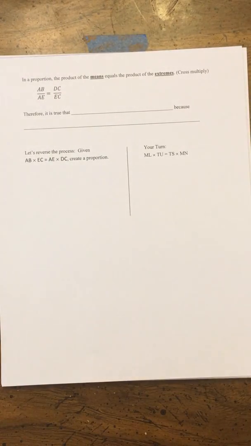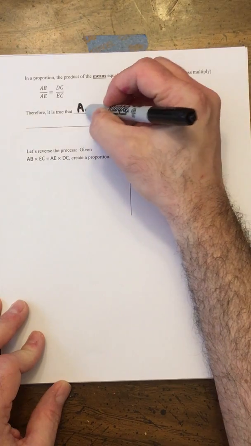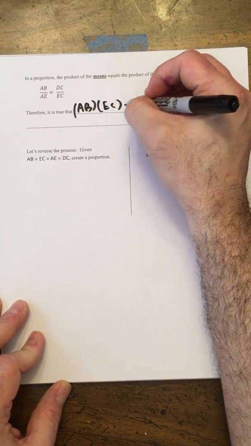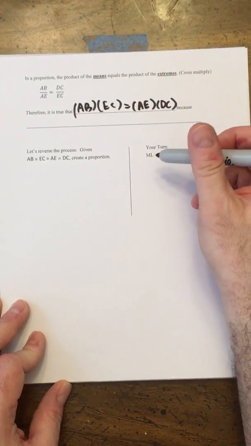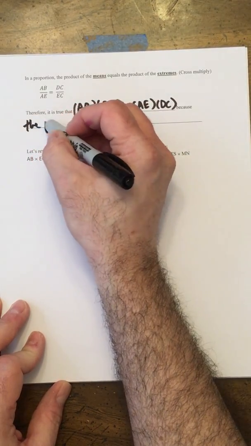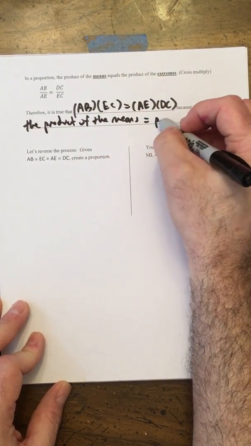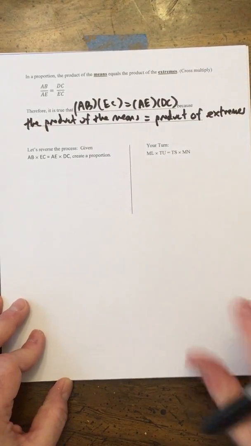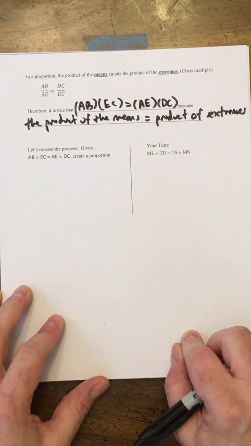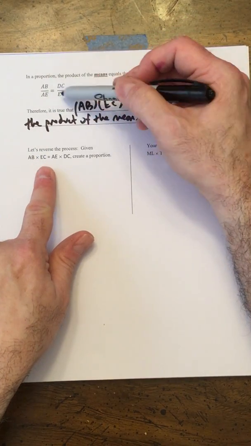So you might say, but how am I supposed to turn this into a proportion? Well, it's actually pretty easy. Let's think about how you would take the proportion and cross multiply it. It becomes AB times EC equals AE times DC. And we know it's because the product of the means equals the product of the extremes. How do we reverse this process? Well, let's see. It's really pretty easy. If you have the product of the means equals the product of the extremes, I want you to notice that the things that are multiplied together are across from each other, diagonal.